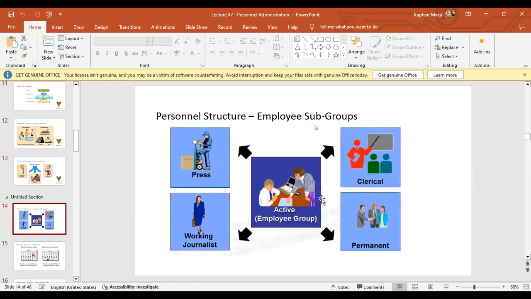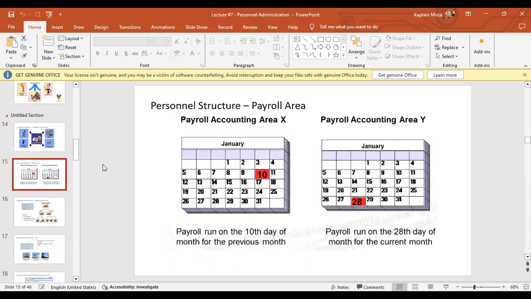Okay. Personnel structure, employee subgroups. Now, under employee groups, we had active, retiree, early retiree. Under active, we have employee subgroups: press, journalist, permanent, clerical, and there are more segments in active. Okay, because they are under the segment of active. Payroll area.